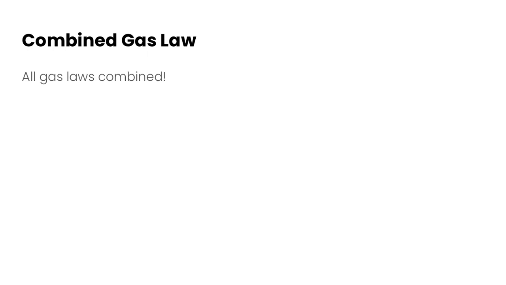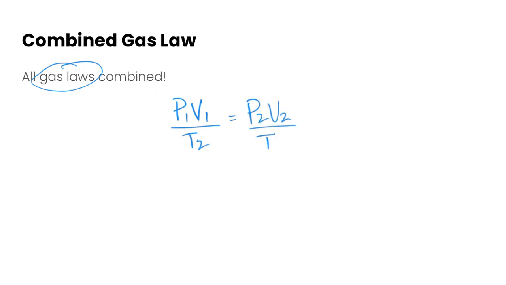In this video, we're going to take a look at the combined gas law. So the combined gas law really is just all of the gas laws. So Boyle's, Charles, and Gay-Lussac's law combined together. And so the equation we get from that is P1V1 over T1 is equal to P2V2 over T2.